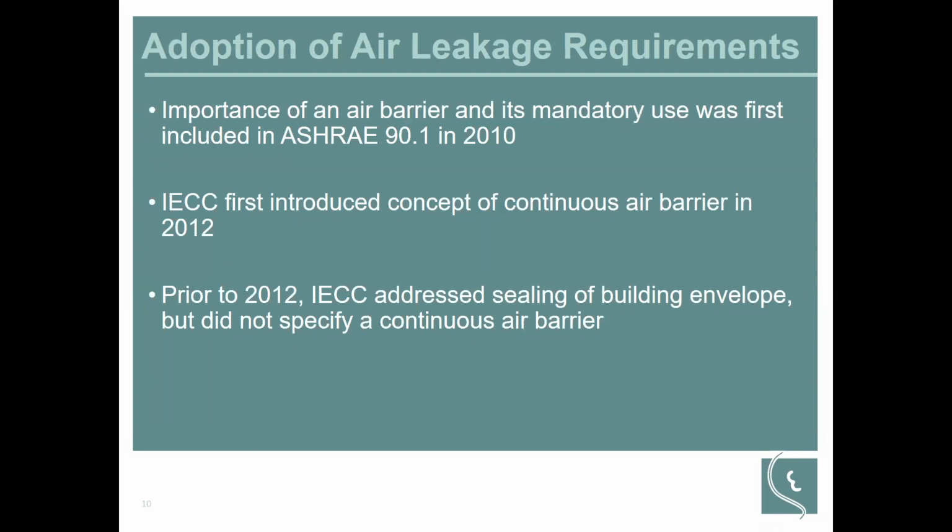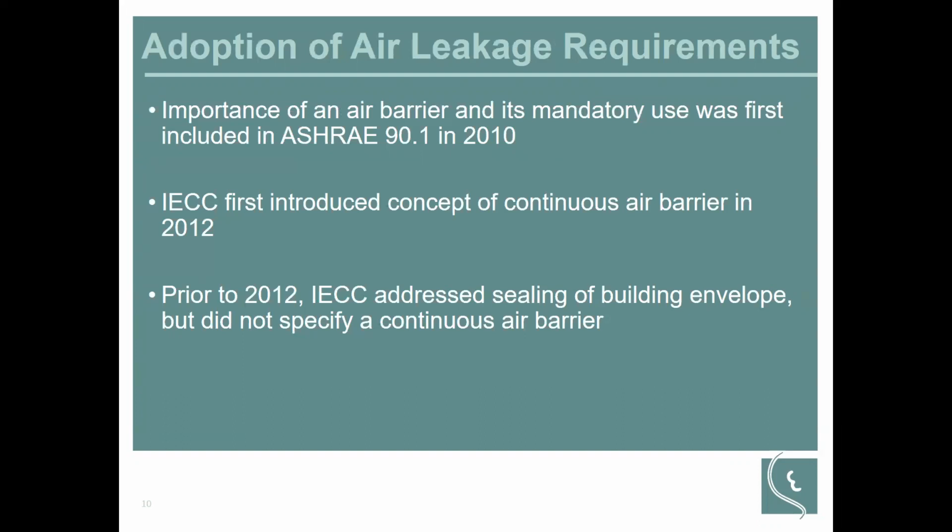So the importance of the air barrier and its mandatory use was first introduced in ASHRAE in 2010, which is not really that long ago. And in the ICC, it was 2012. Prior to 2012, IECC addressed sealing of the building envelope, but it did not specify a continuous air barrier. We've known for a long time that the leakage of air is a big deal and costs a lot of money, but as you can see, it wasn't brought into the codes until recently.